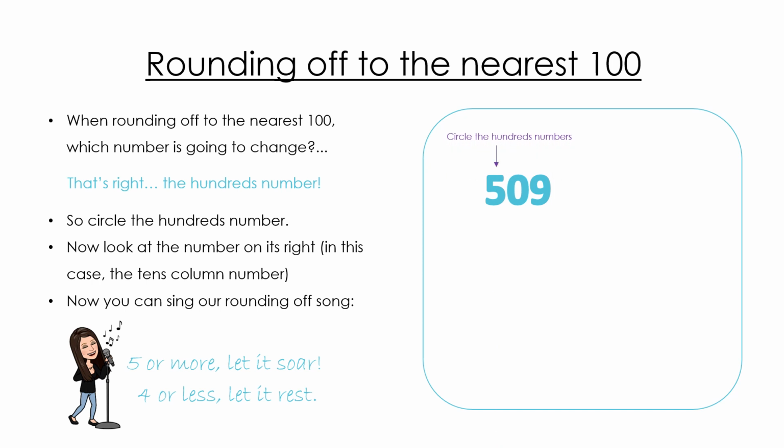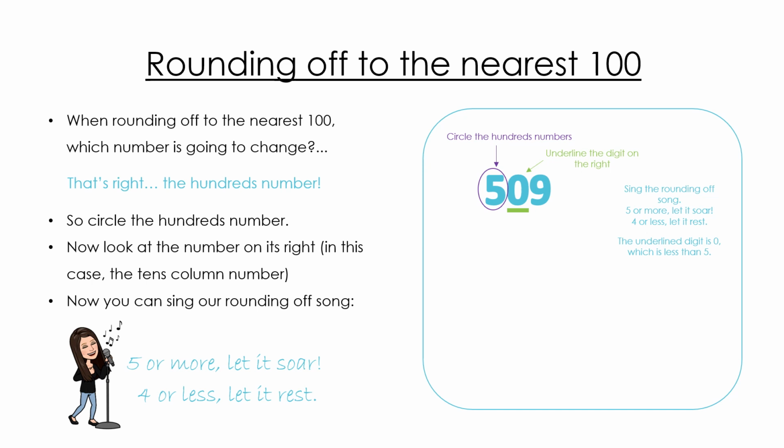Step number 1, circle the hundreds number, which is this 5. Circle it, underline the digit on the right, which is a 0, underline it. Now sing our rounding off song. 5 or more, let it soar. 4 or less, let it rest.